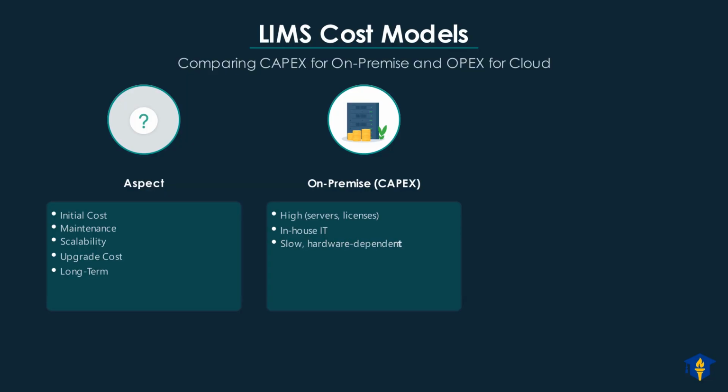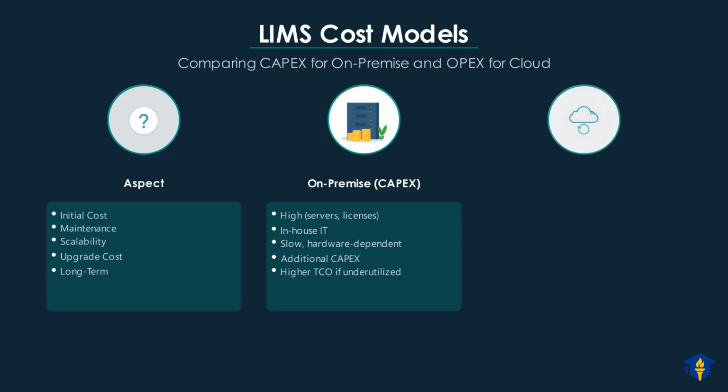Scalability is often slow and heavily dependent on purchasing and installing new hardware. Upgrades typically incur additional CAPEX, requiring further investment in hardware or software. The long-term total cost of ownership can be higher if the system is not fully utilized.